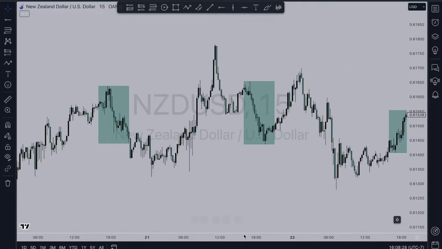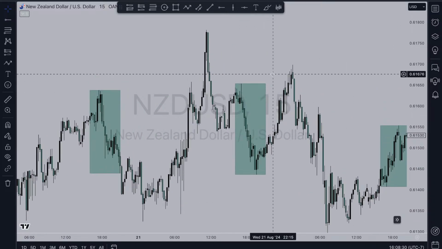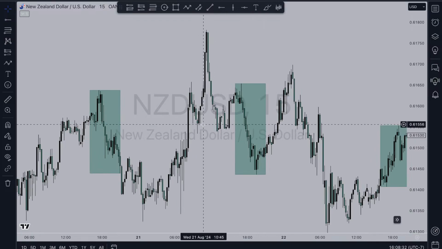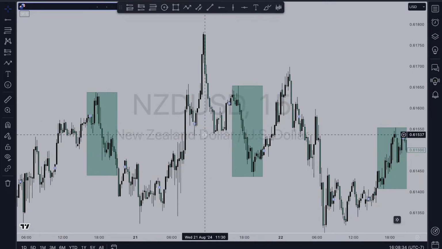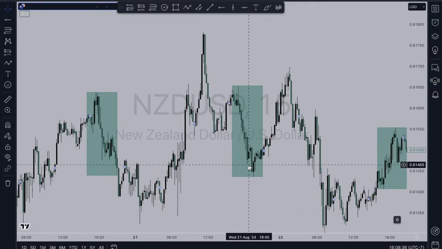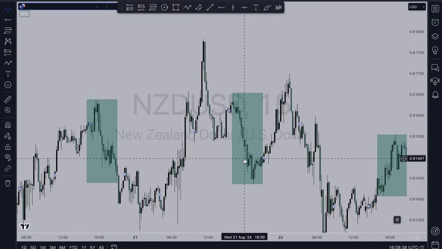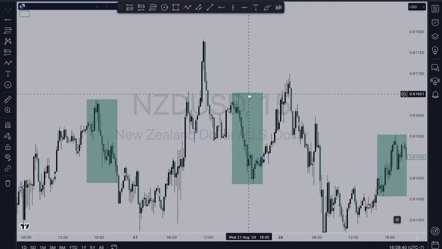We need to wait for structure to get broken. So you can see that this low did get broken right here. And we even formed a newer low. So that's good. Not only that, these green boxes, this is an indicator.